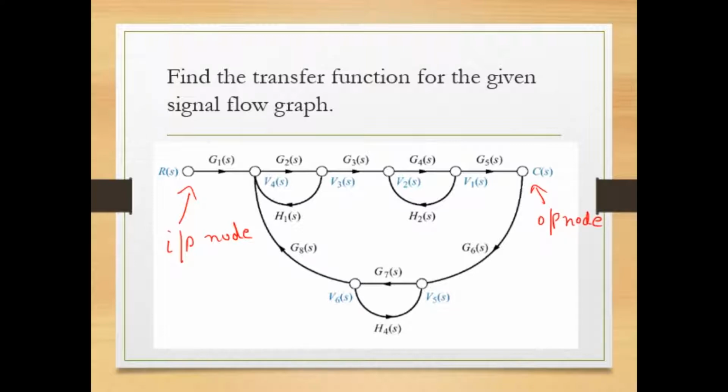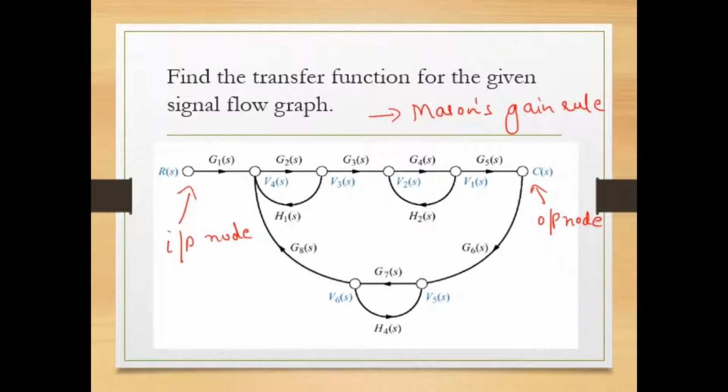You can observe, other than the input node and output node, there are 1, 2, 3, 4, 5 and 6 nodes. So now to find the transfer function, we use Mason's gain formula, and we find the transfer function for this particular signal flow graph.